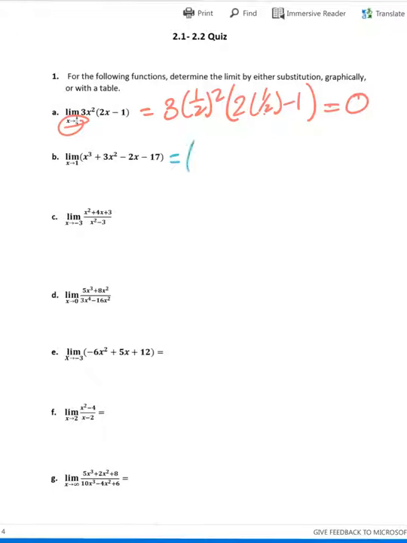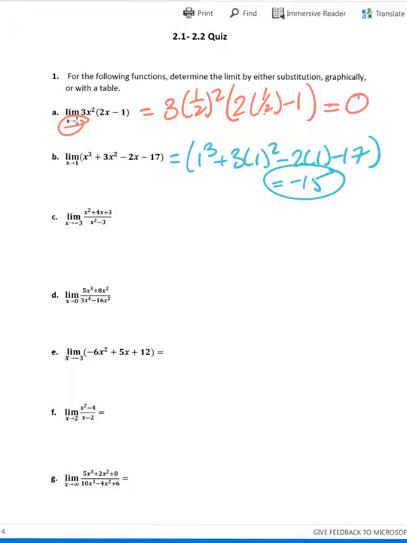Plug in 1. So 1 cubed plus 3 times 1 squared minus 2 times 1 minus 17. If this was the calculator part of your test, you could just plug it all in your calculator. If it wasn't, this is basic arithmetic, so you could just figure all this stuff out and you'd be fine. And you would just get negative 15 as your answer.